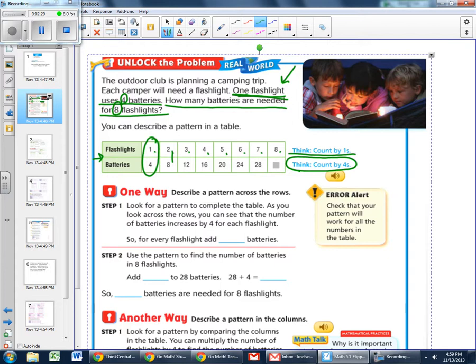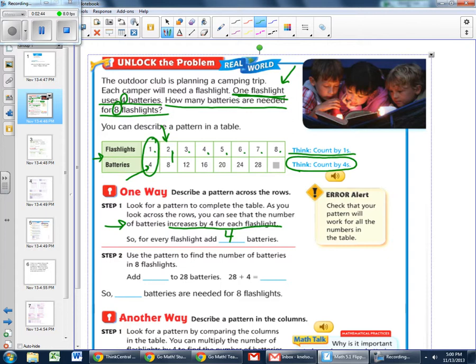As you look across the rows, you can see that the number of batteries increases by 4 for each flashlight. So for every flashlight, when you add another flashlight here, you have to add 4 more batteries. Okay? So that's our answer here. So for every flashlight, you have to add 4 batteries.